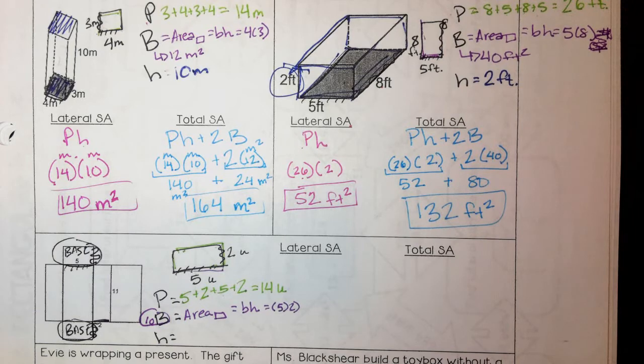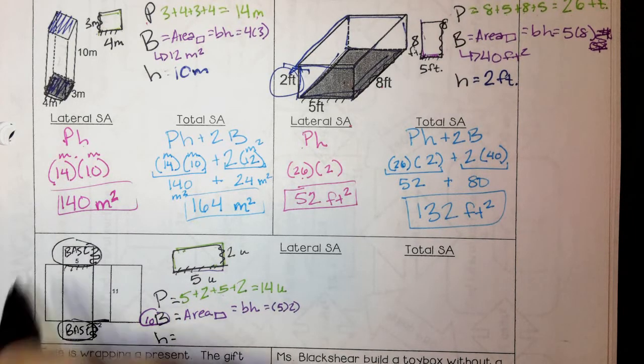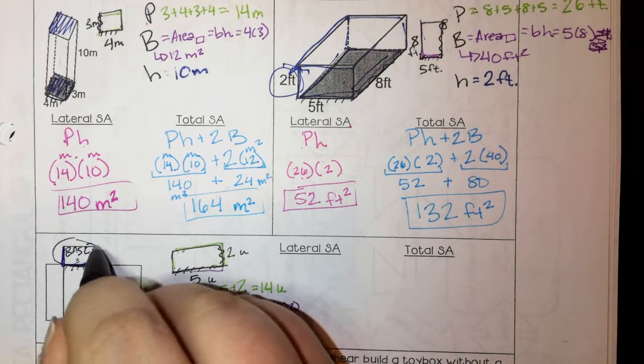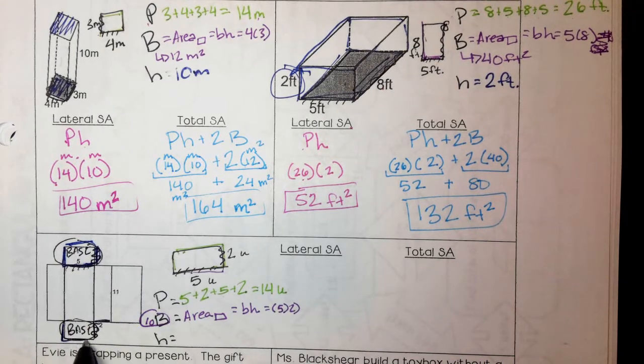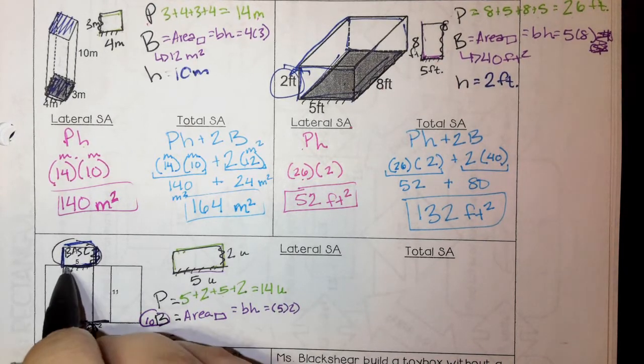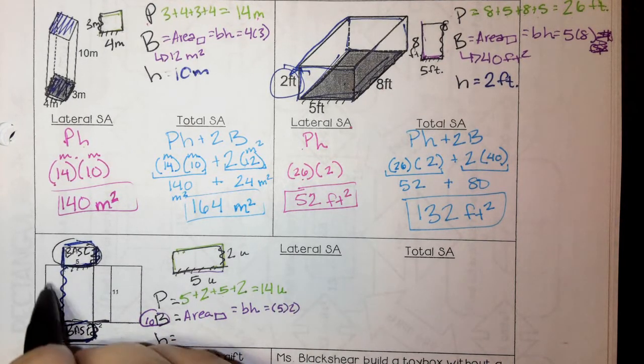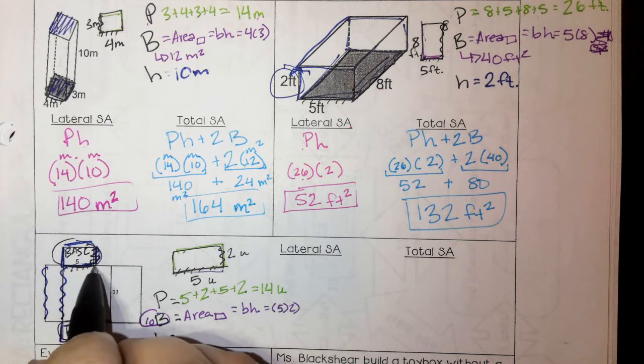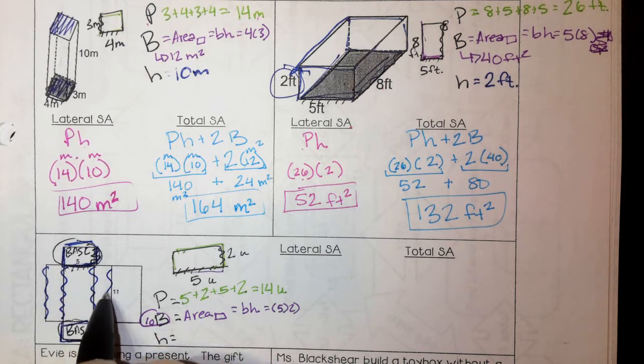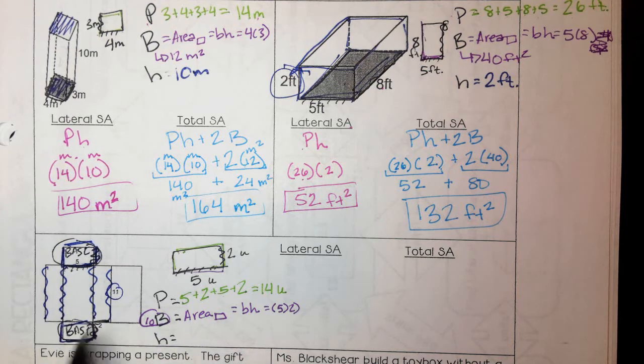Now we're going to look at the height of the prism. That's what connects one base to the other base, which would be this line here. These lines are all the same length. These vertical lines here are all the same length, which happens to be 11 units. So the height is 11 units long. That 10 is units squared.